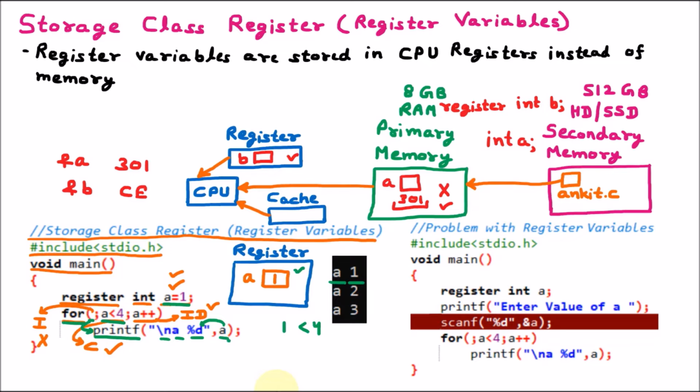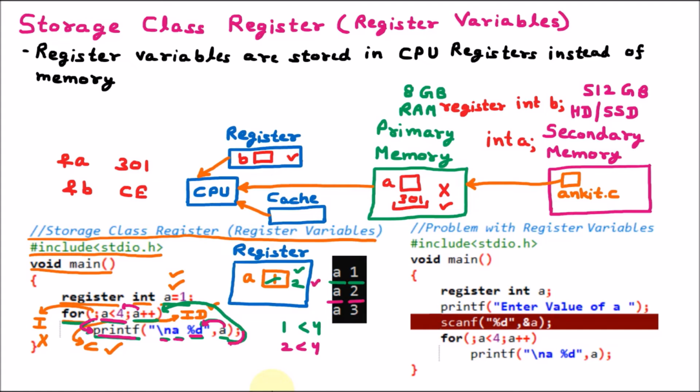Afterward, it is a loop, so it will go back. After going back, a++, so the value of a will be incremented to 2. So inside the register we have the value 2. Now afterward it will check the condition a < 4. Here 2 is less than 4, yes, fine. So again coming down, printing on the screen, \n for the new line, a. So %d will take the value from a, and the value of a is 2. So 2 will be printed.